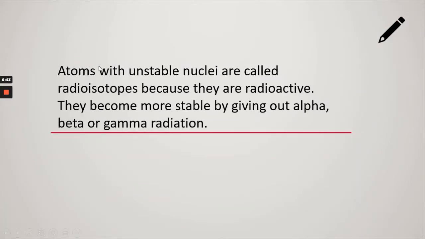Okay, so atoms with unstable nuclei are also called radioisotopes because they are radioactive, and they become more stable by giving out alpha, beta or gamma radiation. Make sure you write down the information on this slide, and then we're going to go on to look at the different types of radiation and what they are.